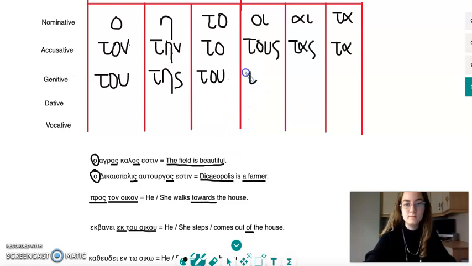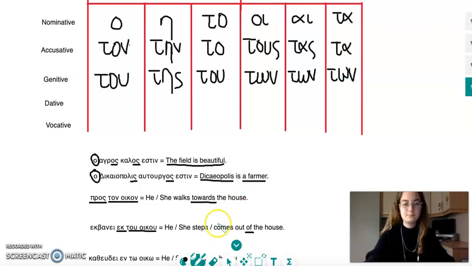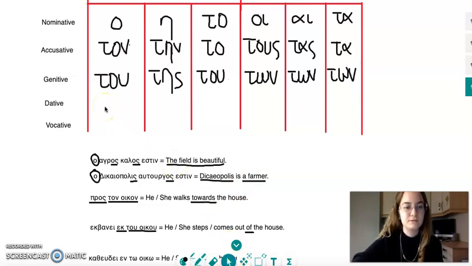Ton, like this. And for all the plural ones of the genitive, they are all the same. Oh, I missed off the letter. Ton. So that's nice and easy to remember when you're memorising the table. Ton. So that concludes genitive.